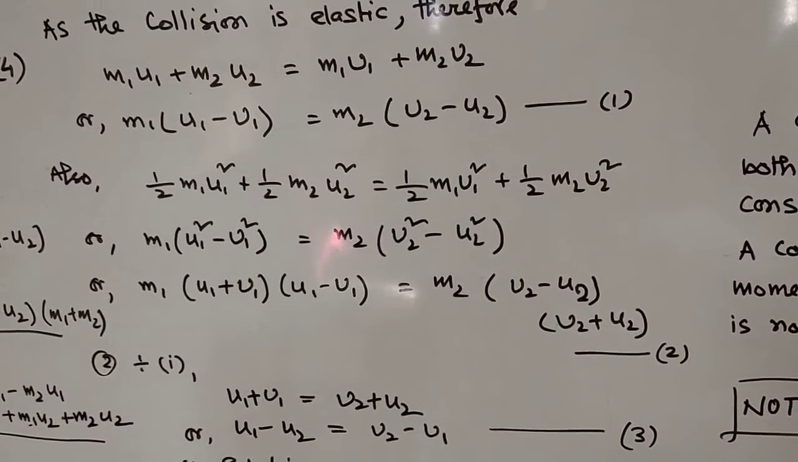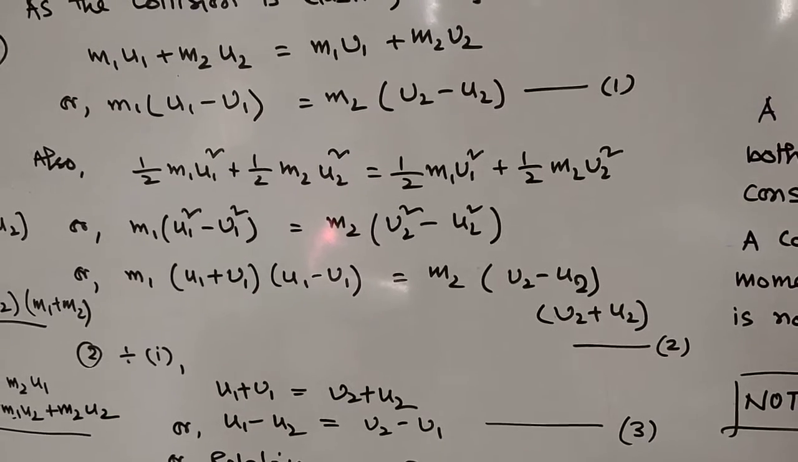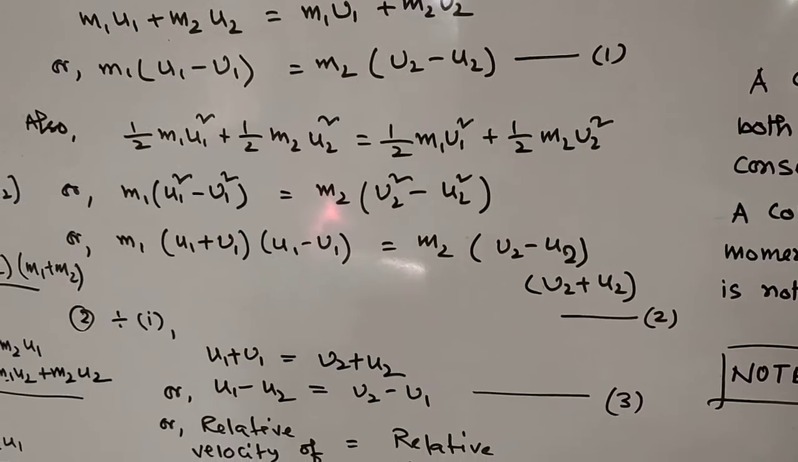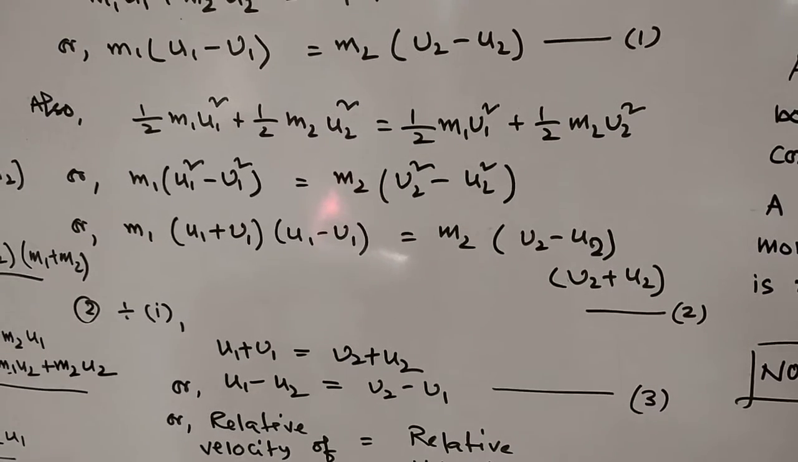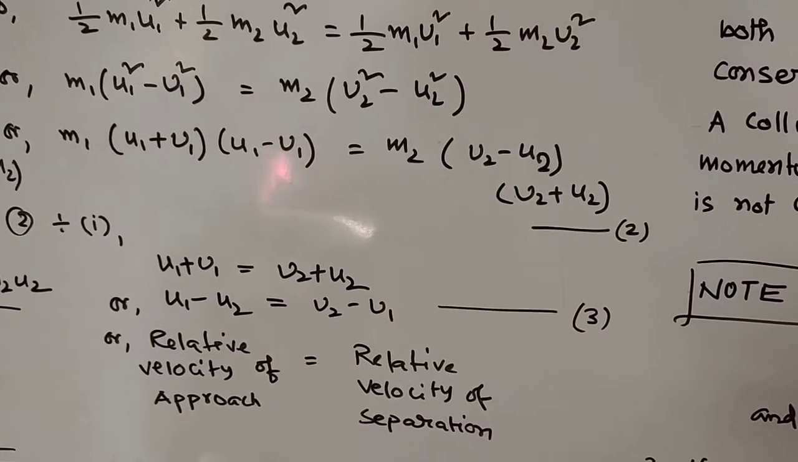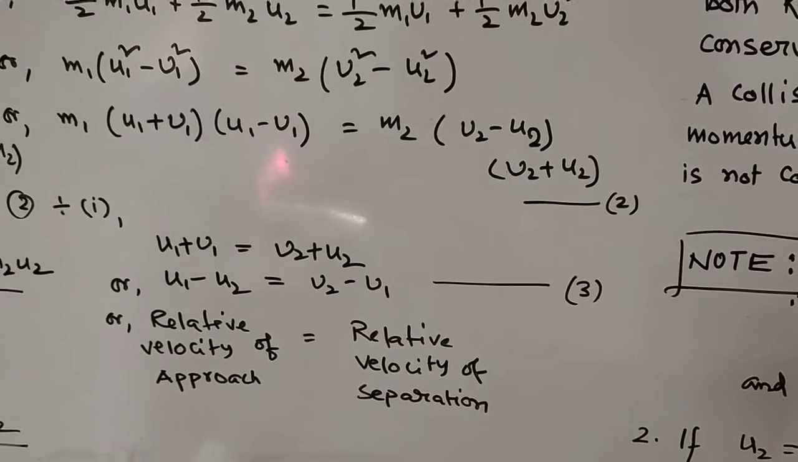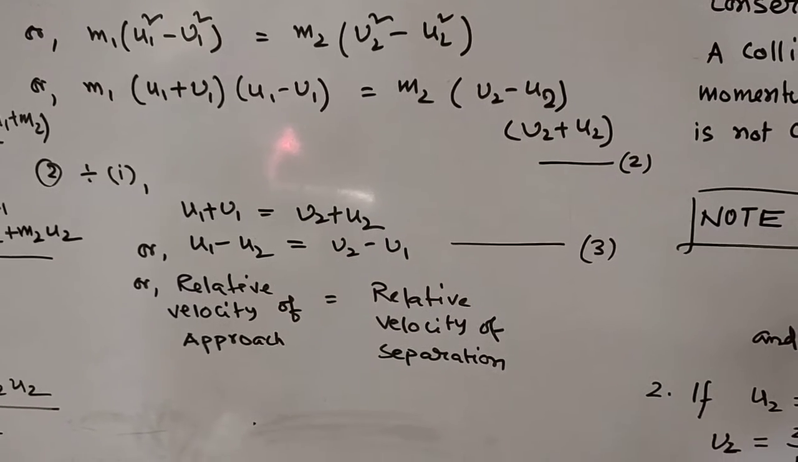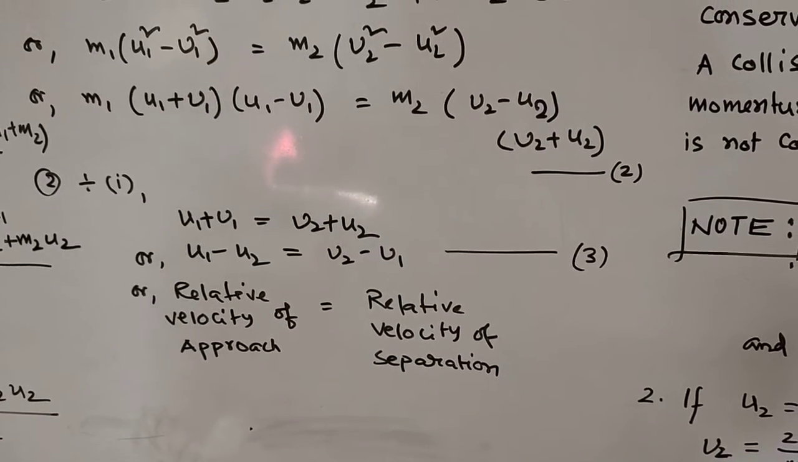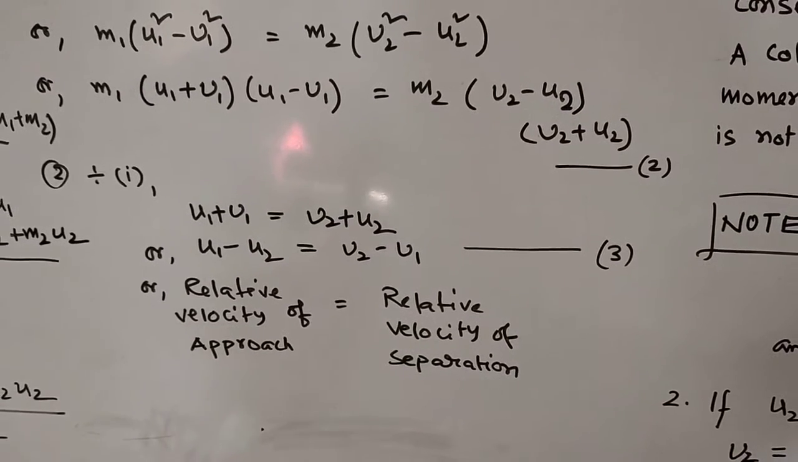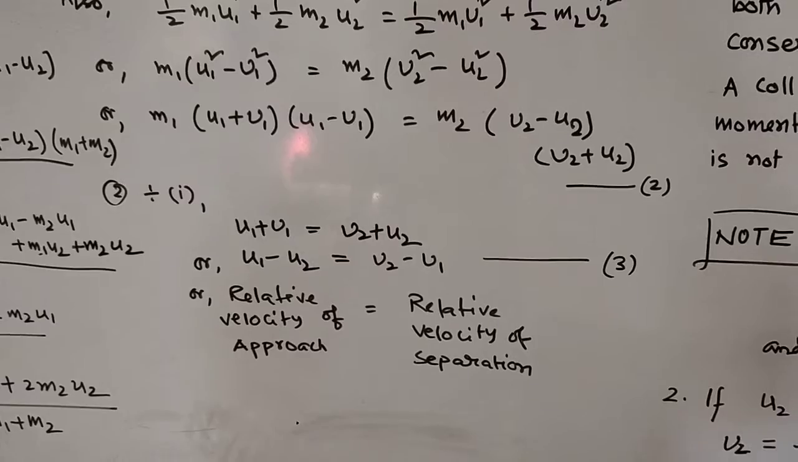If we divide 2 by 1, then you will get u1 plus v1 equals u2 plus v2, or you can say u1 minus u2 equals v2 minus v1. So u1 minus u2 is the relative velocity of approach, and v2 minus v1 is the relative velocity of separation. So in elastic collision basically this happens: relative velocity of approach should be equal to the relative velocity of separation.